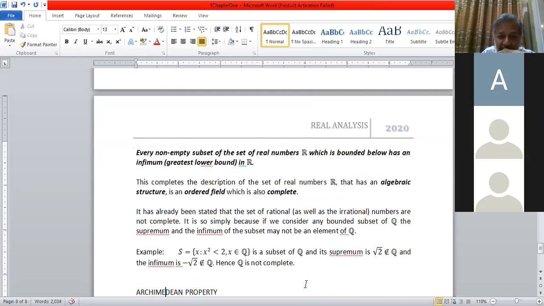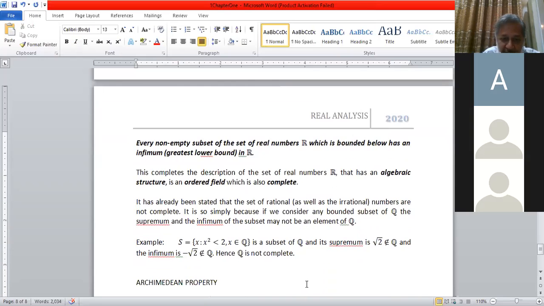Look at this example. I said until a counterexample comes in front of you, the point will not be understood. We have discussed some examples of sets and now this set is defined in what way? Its elements are such that their square remains less than 2. Now this is a subset and every element of this set is a rational number. So this is a subset of rational numbers. Its supremum: x square less than 2 means the numbers are between minus square root 2 and plus square root 2.